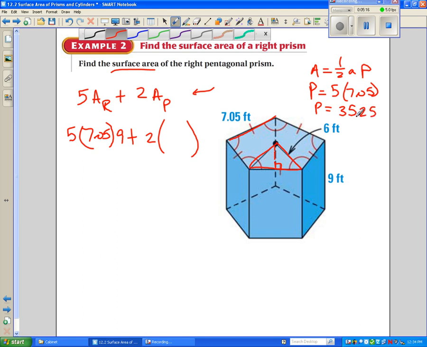I'm going to tuck that away for a second, and then I'm going to worry about finding this apothem right here using that triangle. Notice the radius is 6, this is 7.05. So when I drop the apothem down, the apothem is referenced to this triangle here, where 7.05 divided by 2 is one of the legs of that right triangle, and using the Pythagorean theorem we can solve for A. I'm going to do that work down here.